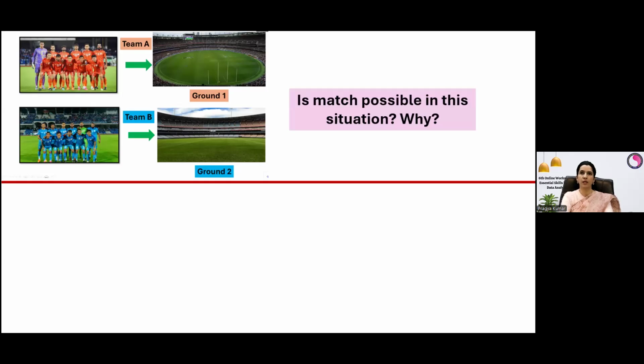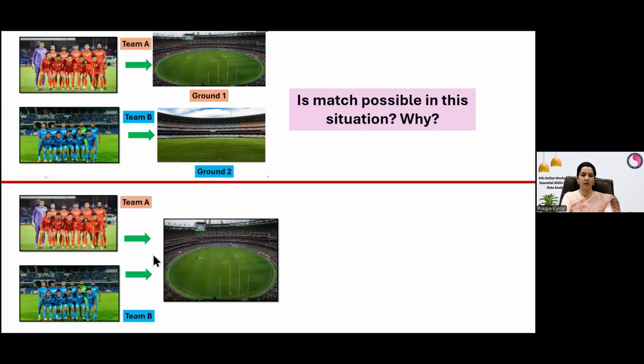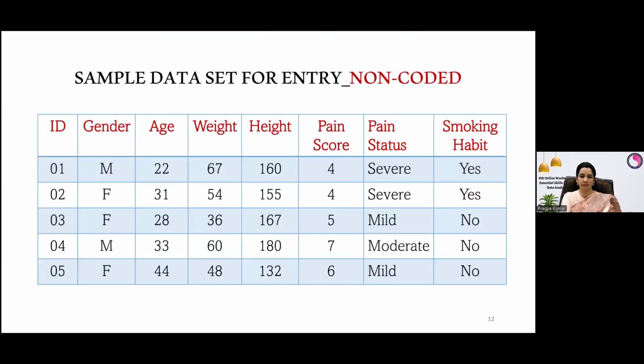If they are playing in different grounds, like team A is playing in one ground and team B is playing in the other ground, is a match possible in this situation? Kirti, Jyoti, everyone is saying no. In the second case, if they both are playing in a single ground, yes, then it is possible. So we'll see this analogy in the data which you have entered.